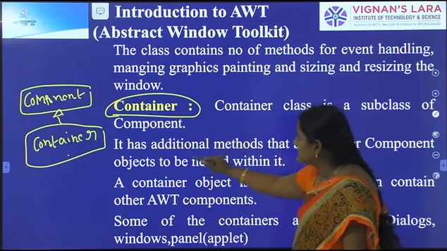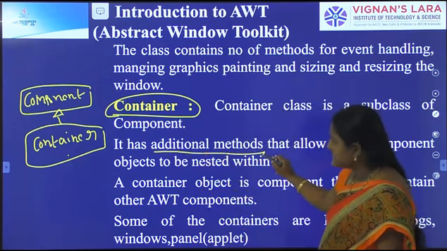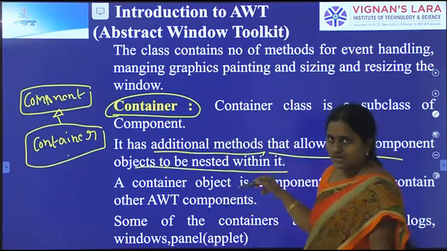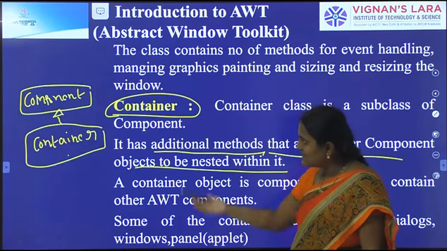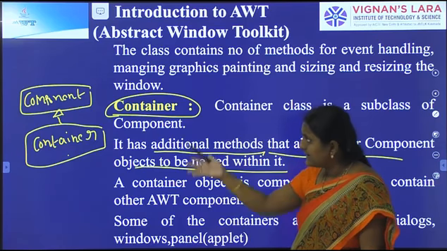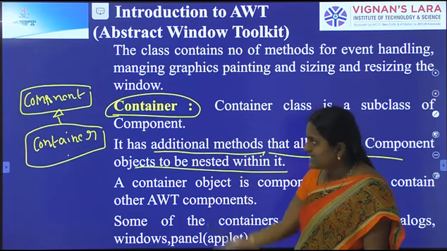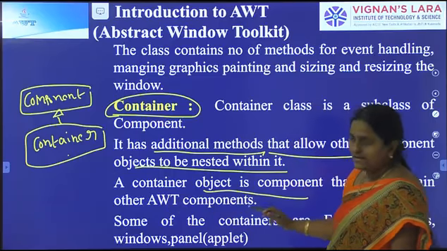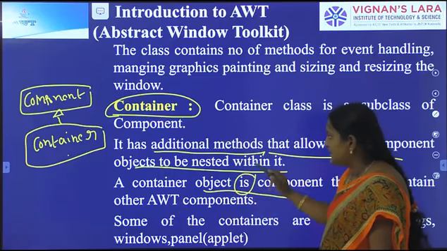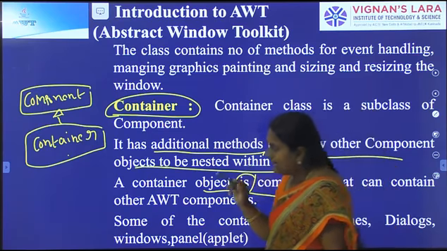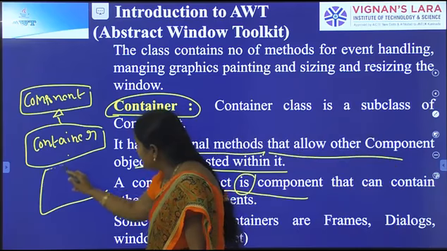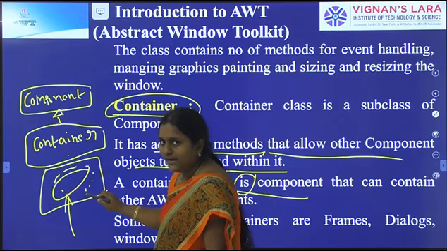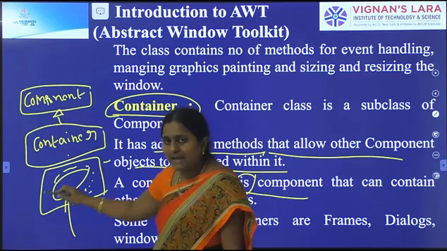Container is a subclass that has additional methods that allow other component objects to be nested within it. Because it is a subclass, it inherits all the properties from the Component class, and it has some additional methods as well. Next, a Container object is a Component. What is a Container? A Container is a place where we can add components. It is like a screen where we place all the components.